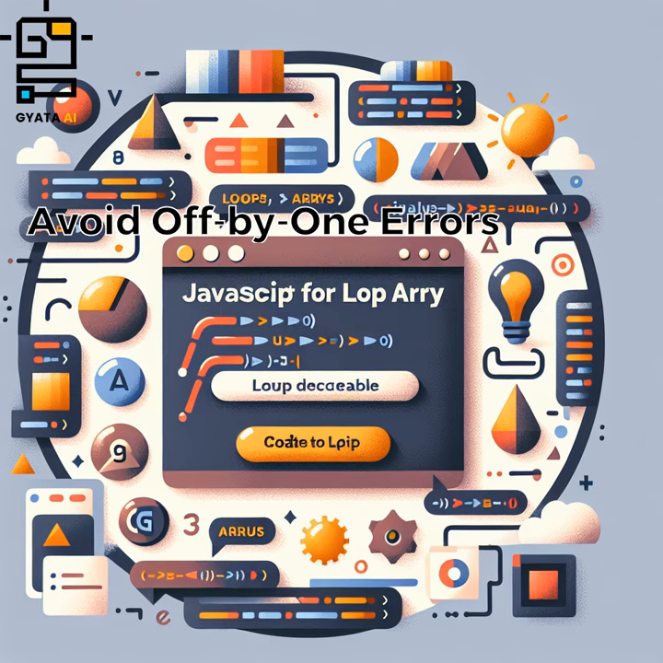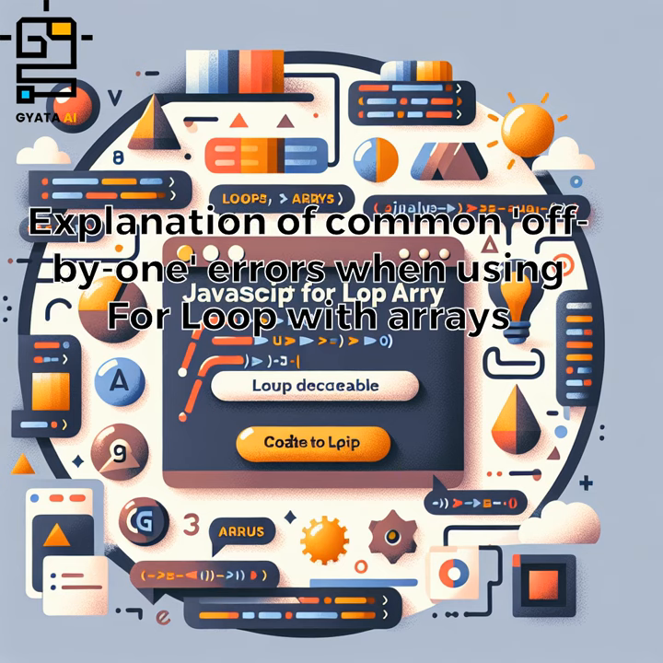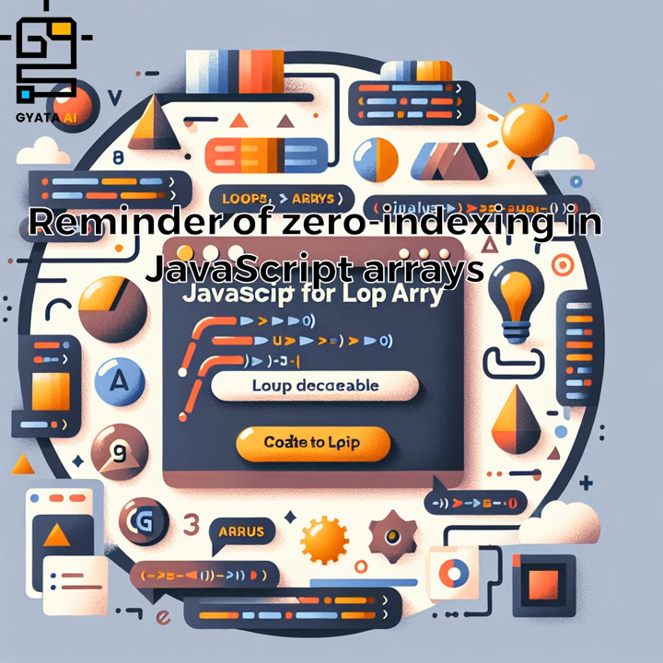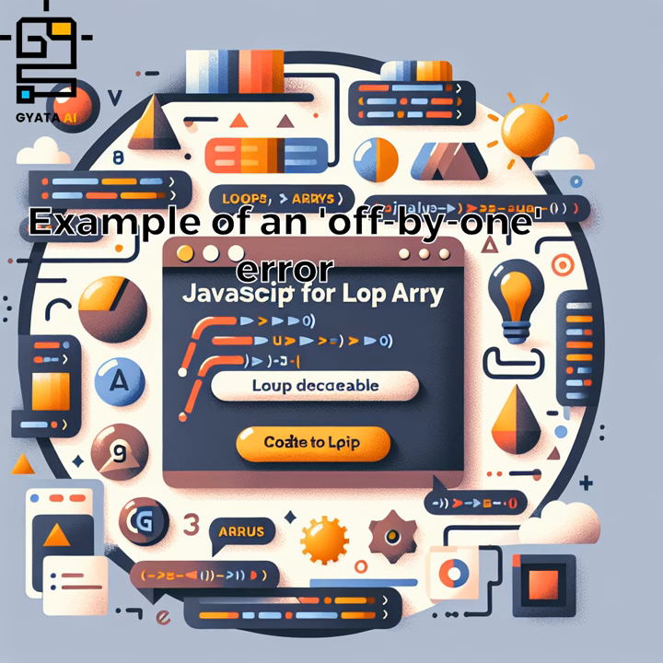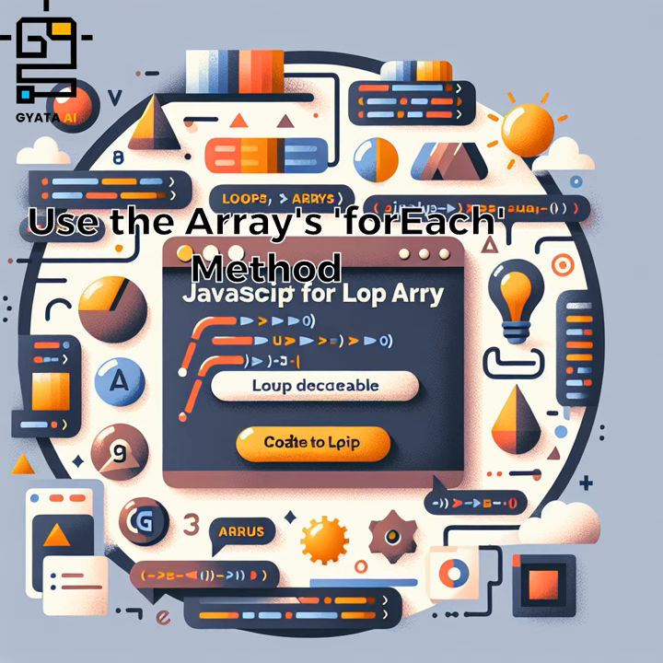Avoid off-by-one errors. Explanation of common off-by-one errors when using a for loop with arrays. Reminder of zero indexing in JavaScript arrays. Example of an off-by-one error: use the array's forEach method.